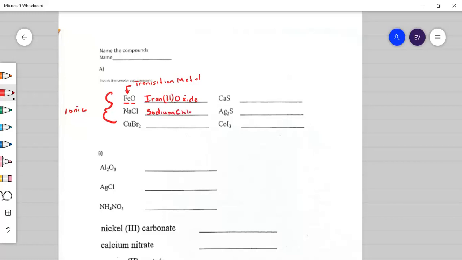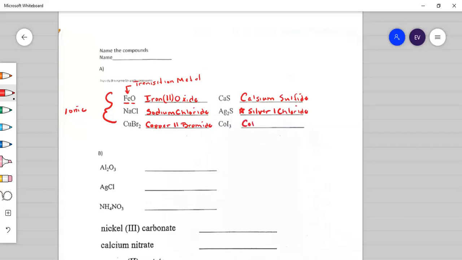Okay, this one would be sodium chloride. There's no transition metal, so I don't need any Roman numerals. This is copper 2 bromide. Remember that you have to add the IDE ending in ionic compounds. This is calcium sulfide. This is silver 1 chloride. Even though on your chart it only has one charge, you want to make sure to get in the habit of putting Roman numerals for all transition metals.